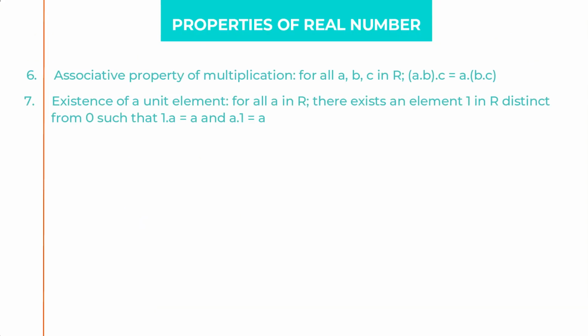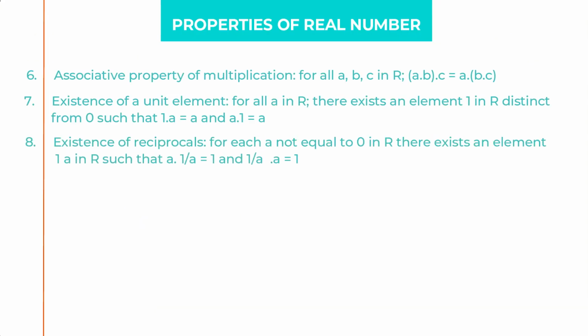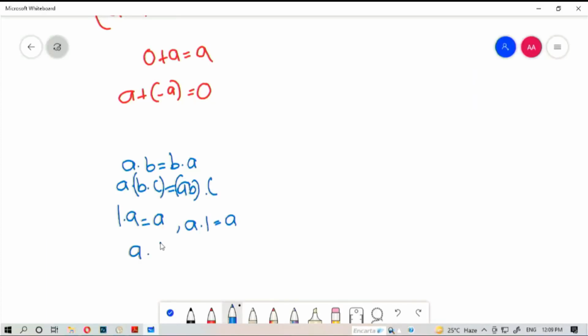For the eighth property, we have that for each a which is not equal to 0 in R, there exists an element 1 over a in R, such that a multiplied by 1 over a would give us 1. And we also know that 1 over a multiplied by a would also give us 1. That means there's the existence of the reciprocal of a.